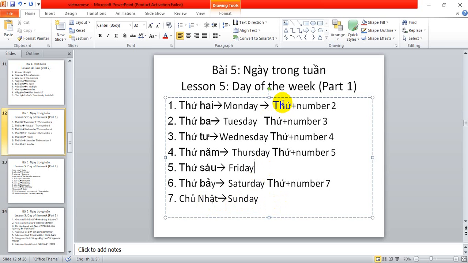Okay, this is the easy way to remember all the days of the week in Vietnamese. Just use thứ plus the number, from 2 to 7. Monday is number 2, Tuesday number 3, Wednesday number 4, Thursday number 5, Friday number 6, and Saturday number 7. And Sunday is chủ nhật. Remember, and now we move to the days of the week part 2.